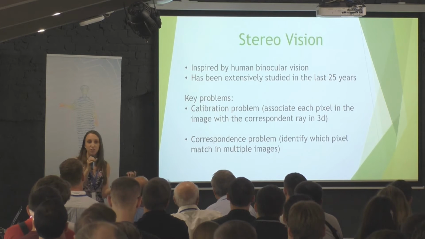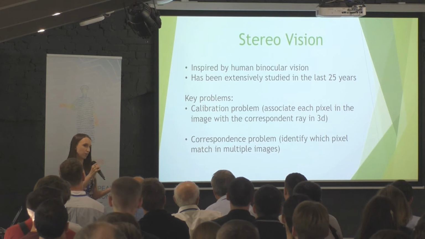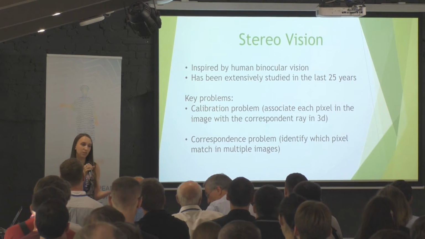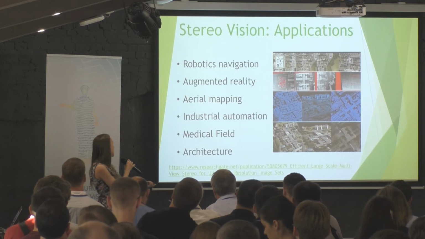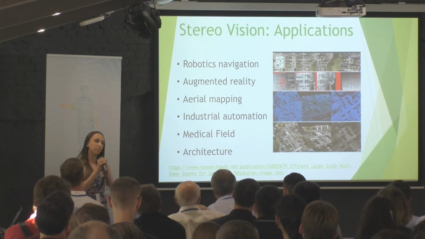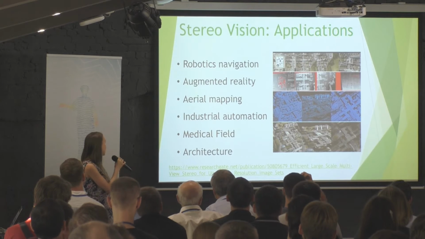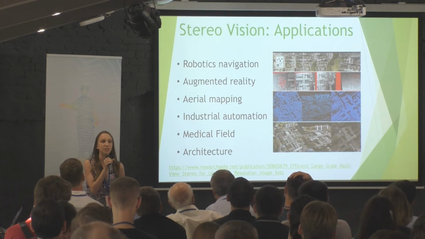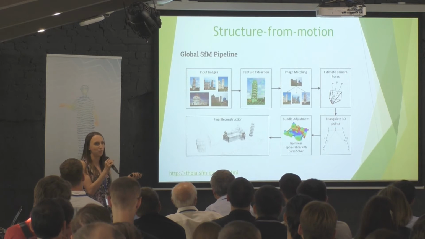What is stereo vision in general? We want to solve it, and particularly we want to solve the matching problem. There are two basic problems, calibration and matching. Matching is to find the right correspondences for each pixel. Stereo vision is applied everywhere. You can think about 3D reconstruction, an example of the EPFL campus on the slide, augmented reality, aerial mapping, architecture, and other things, and structure from motion as well.